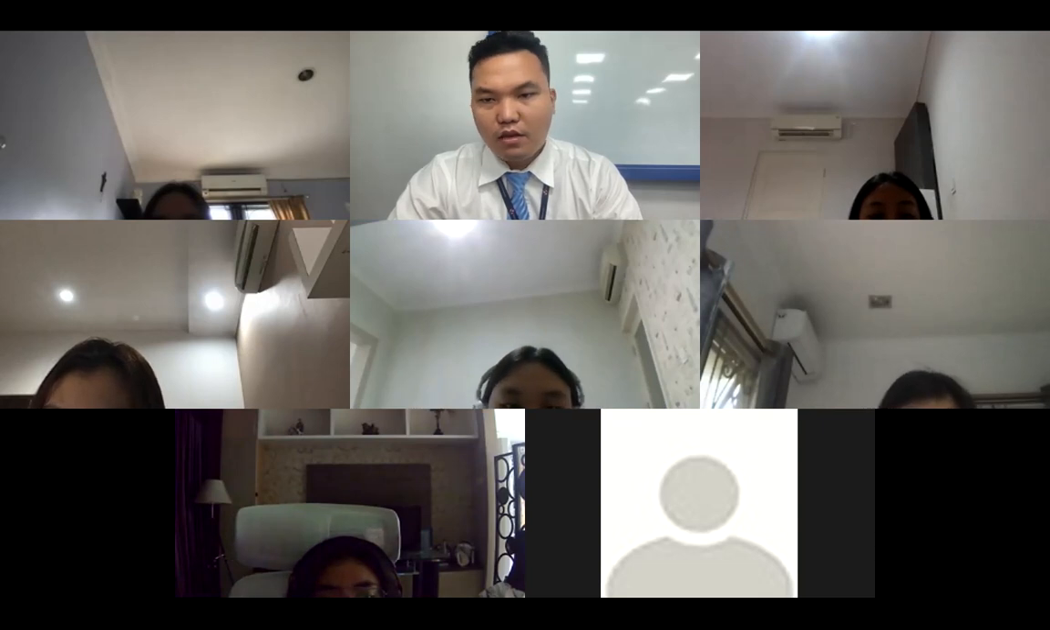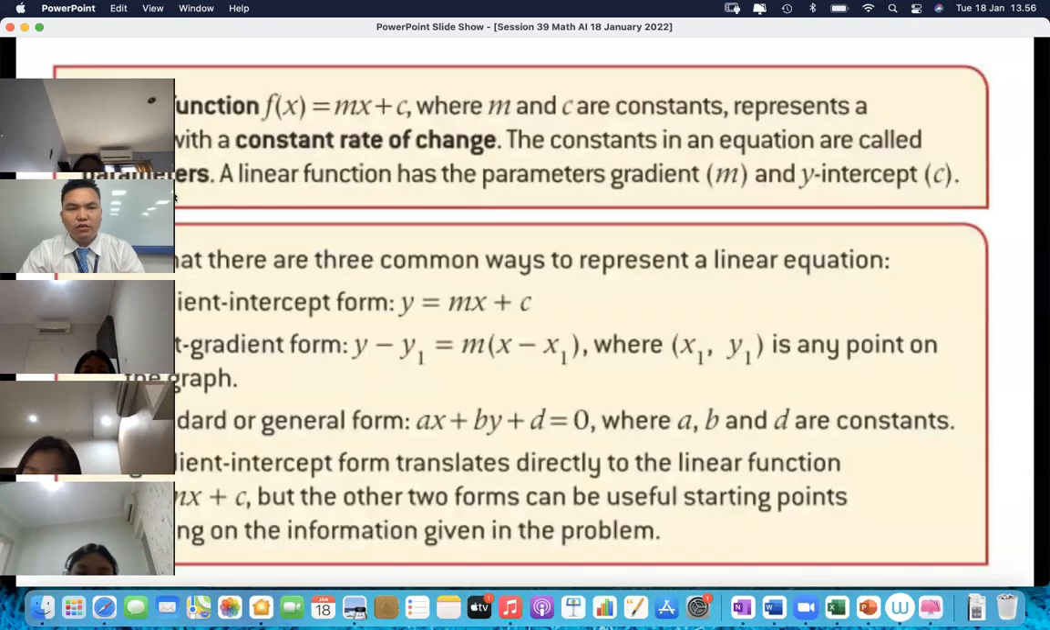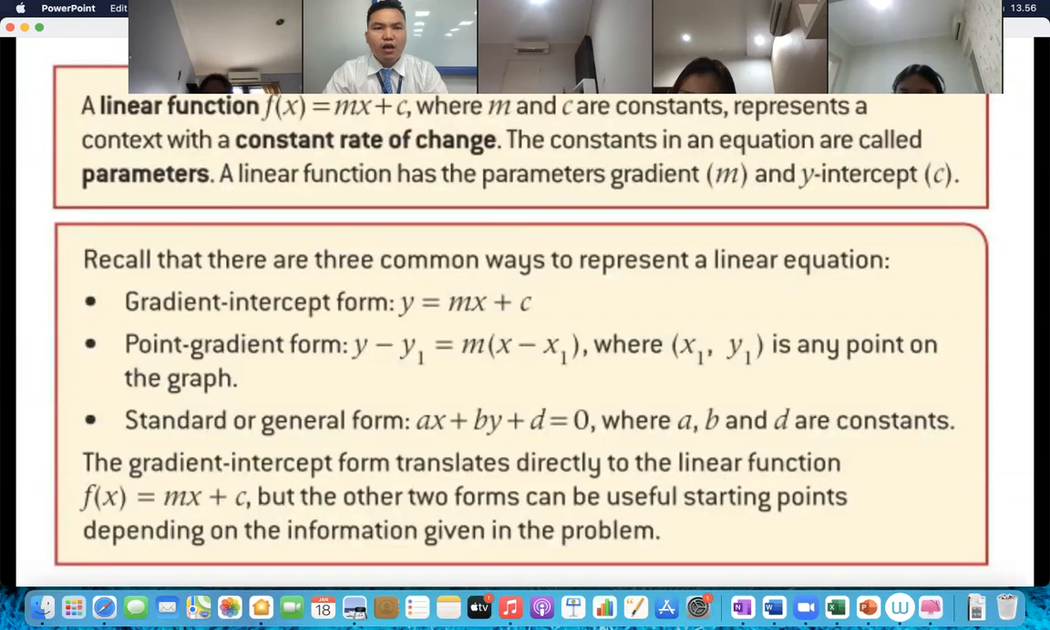Good. Okay, now we move to linear models. So this is the concept of linear models. Like the name says, a linear model is explaining a linear function. What is the meaning of linear model? Basically, it represents a context with a constant rate of change, when the value of the gradient is always constant. So for example, when we say that the gradient is equal to 5, then the rate of change is constant at 5.